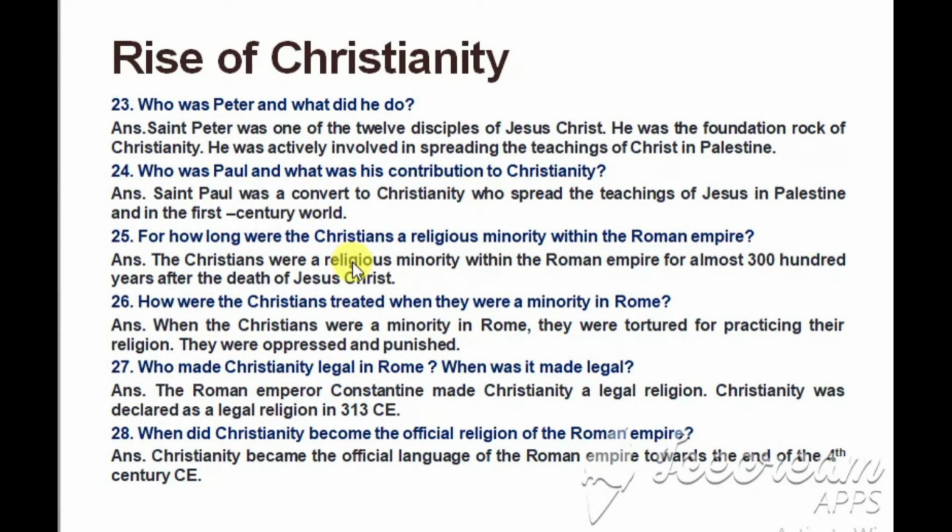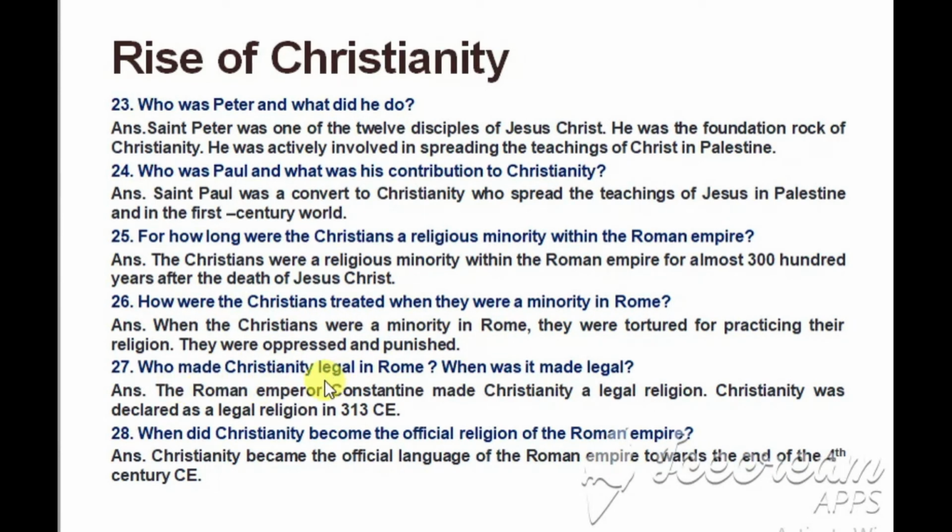For how long were the Christians a religious minority within the Roman Empire? The Christians were a religious minority within the Roman Empire for almost 300 years after the death of Jesus Christ. How were the Christians treated when they were a minority in Rome? When the Christians were a minority in Rome, they were tortured for practicing their religion. They were oppressed and punished.